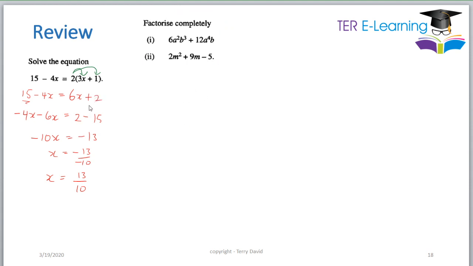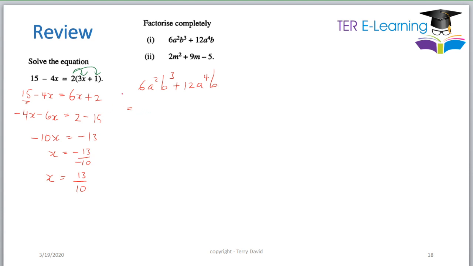Alright, so the last part of the question, you have 2 things to factorize. Okay, so the first one is 6a squared b cubed plus 12a to the fourth b. Alright, so we want to factorize this. So this is not the difference of 2 squares, it's not grouping, it's not a quadratic, so we have to use the HCF method. So the first thing we need to do is to treat with the 6 and the 12, right? So you deal with your integers first.